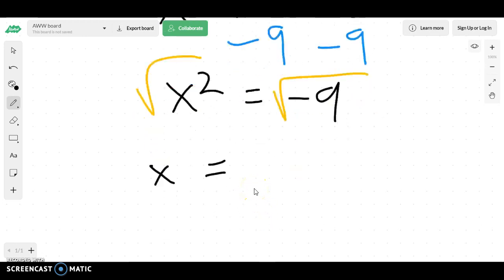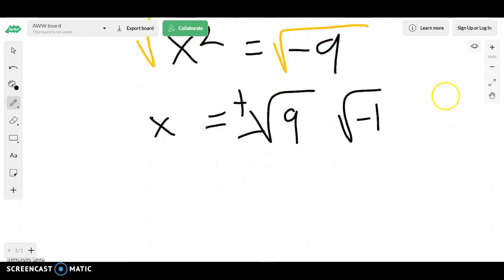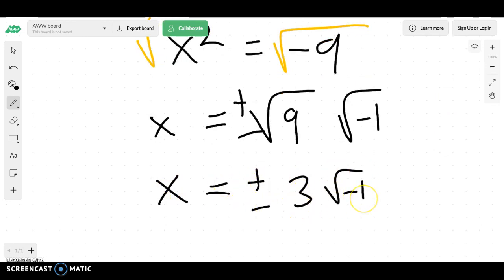I can't take the square root of negative 9, but I could take the square root of 9, and then I'm just going to leave this negative 1 out here, because we know that 9 times negative 1 is negative 9. So again, I want this to be plus or minus, and so we get that x is equal to plus or minus 3 radical negative 1. Well, because this negative 1 issue comes up a lot, they have a special name for the square root of negative 1.